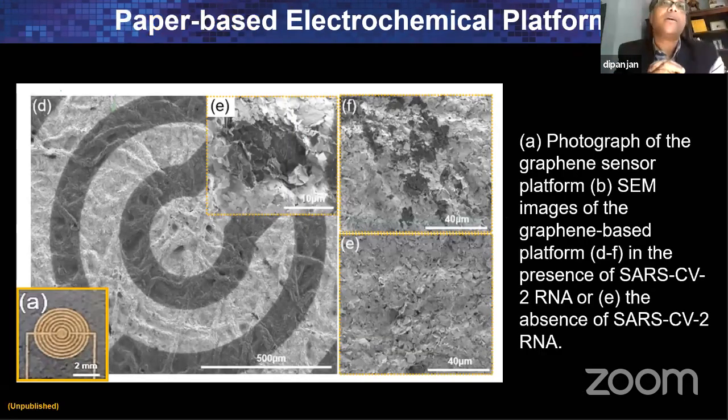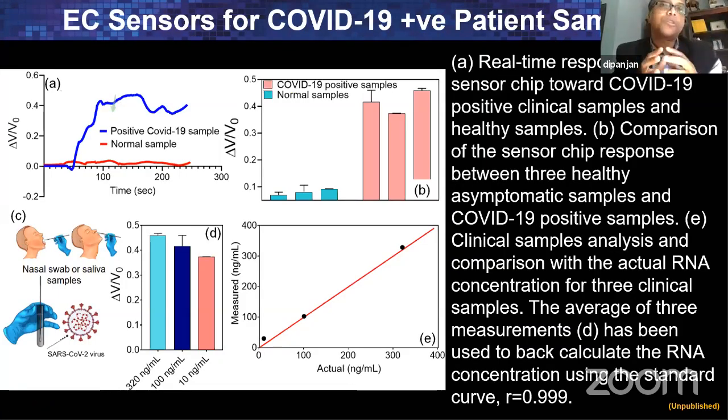There is a bunch of data here that shows what the graphene sensor platform looks like. These are scanning electron microscopic images of the graphene-based sensor, before and after the RNA, and it looks fantastic. This is the main data, from COVID-19 positive patient samples. You can see in plot A the red graph is the normal samples, that means saliva collected from patients presenting with no symptoms, no fever, nothing. The result looks fantastic. It's almost a flat line.